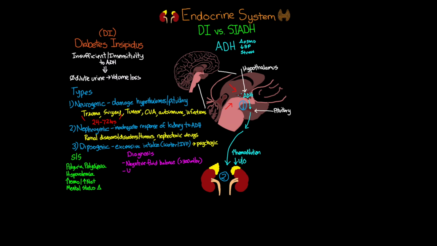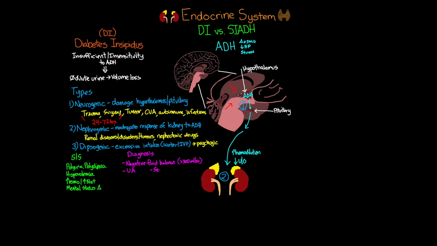We're also going to want to check our UA. You want to see, do we have clear, dilute, colorless urine? Is the specific gravity less than 1.005, telling you that it's really dilute? Is that osmolality less than 300? Again, another sign that you have very dilute urine. This is going to be a sign of that massive volume loss coming out through the urine.